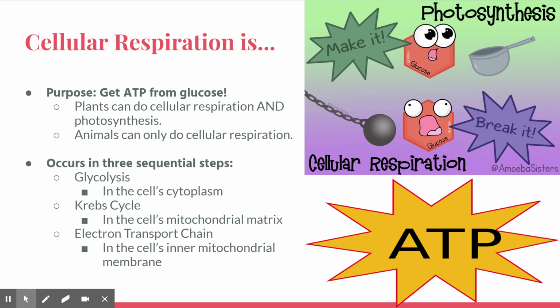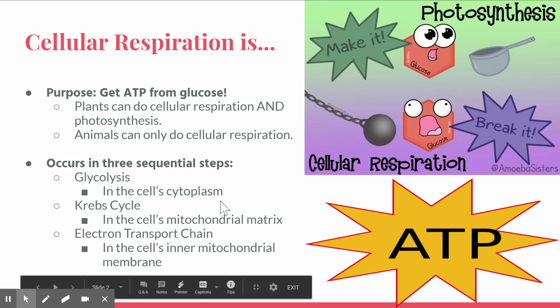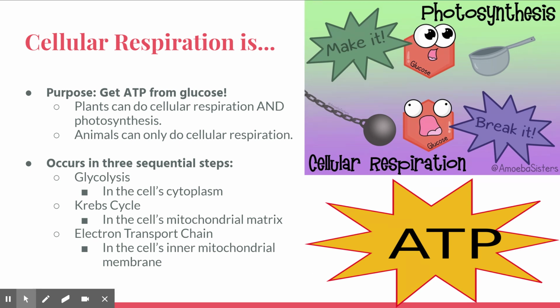So animals such as ourselves, Crosby, lions, birds, we can only do cellular respiration because we do not have the chloroplast. Cellular respiration occurs in 3 steps. The first step is glycolysis, and this happens in the cell cytoplasm. The second step is the Krebs cycle, and this occurs in the cell's mitochondrial matrix. And the third and final step is the electron transport chain, which happens within the cell's inner mitochondrial membrane. You looked at all 3 of these steps the past couple of days, and today we're going to put all 3 steps together on one piece of paper.